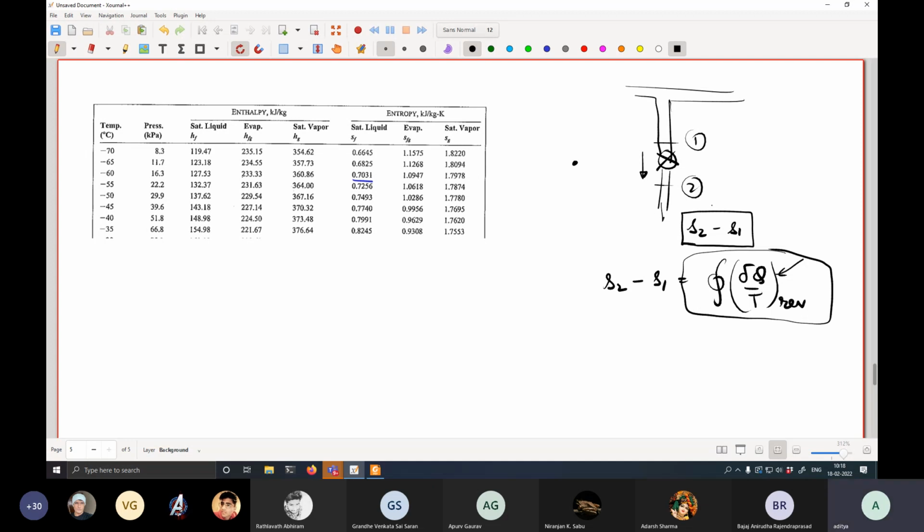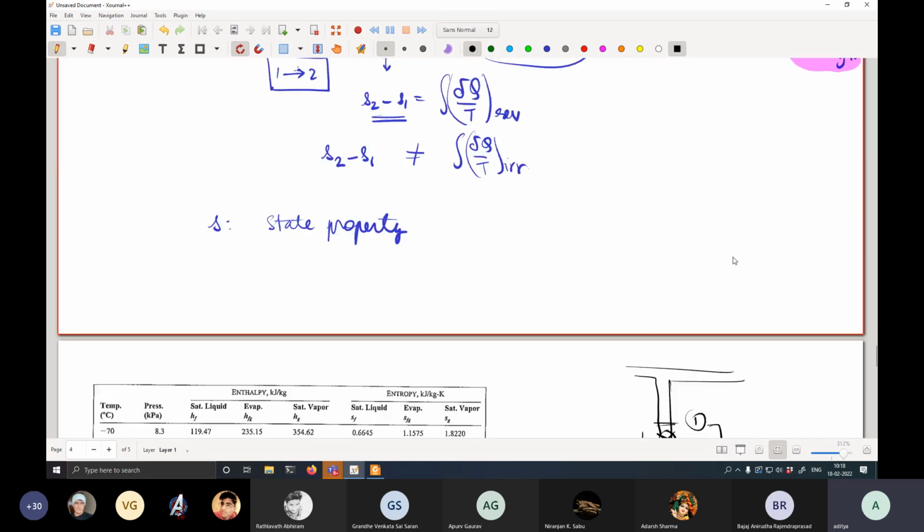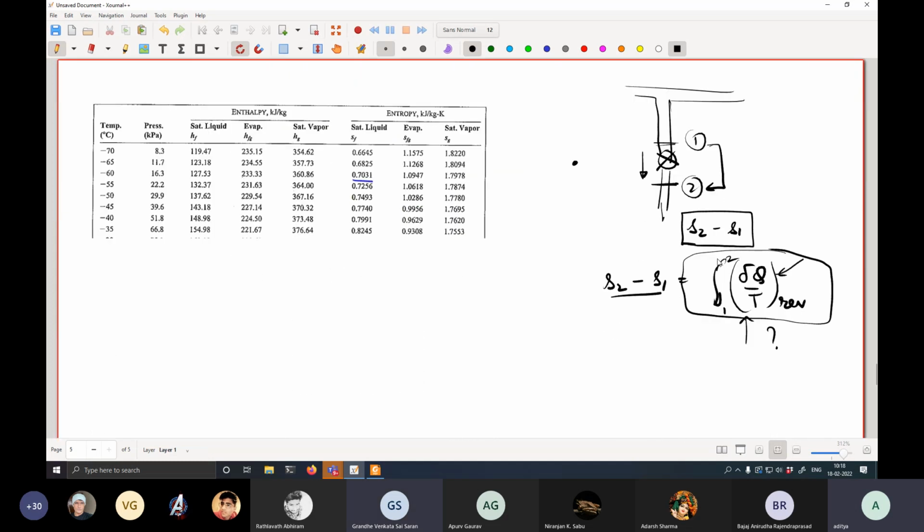But how is S2 minus S1 then actually tabulated? How did someone actually do it? If there is no way for me to find out how this reversible integral is found in the throttling process, I cannot do this integration. I don't know why I'm writing closed integral. It is simply the integral. So there is no way for me to know this. I cannot do this.